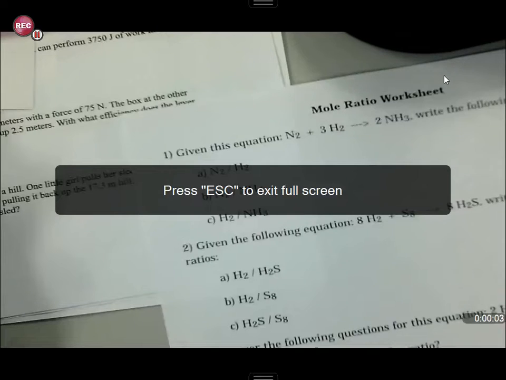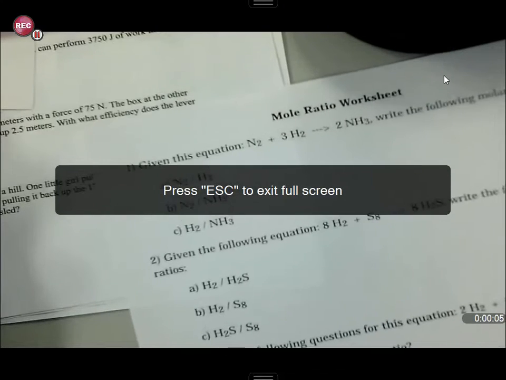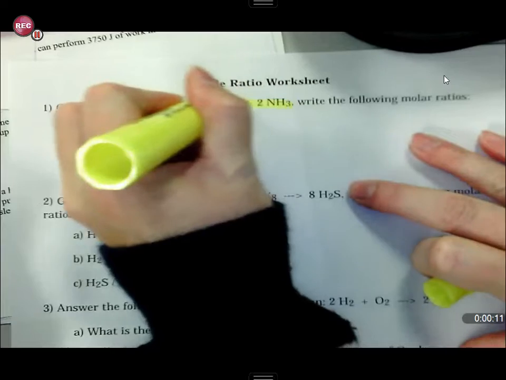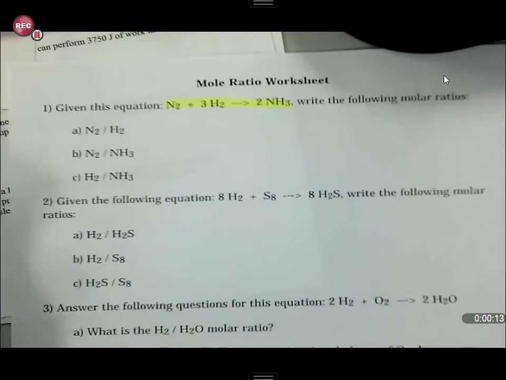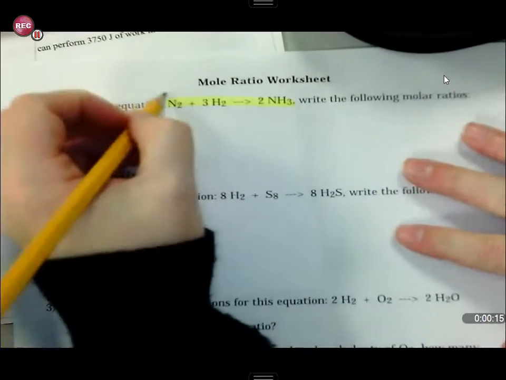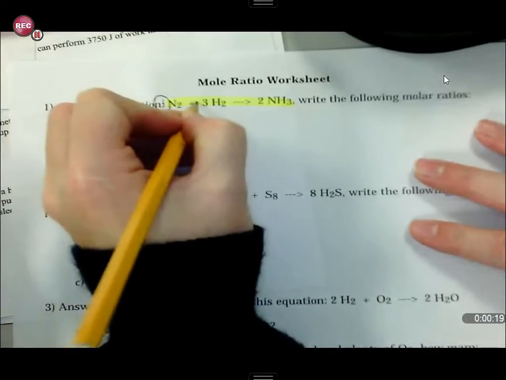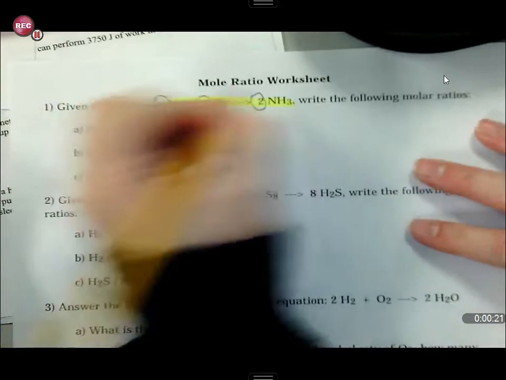All right, so today we're doing mole ratios, and when you're doing mole ratios, you have to look at the coefficient, which is the big number in front. So here's our equation, and we're just looking at big numbers. So there isn't a big number here, so we're going to say 1. The big number here is 3, and the big number here is 2.